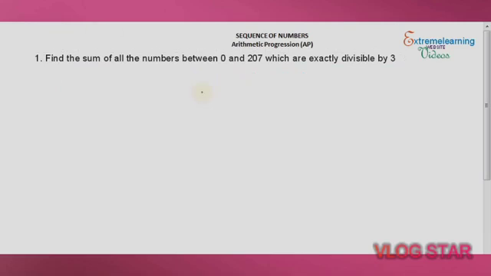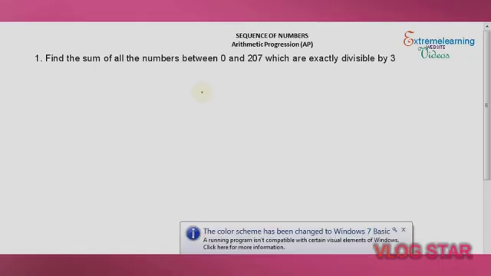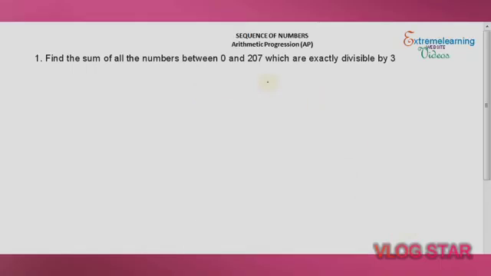Today I'll be looking into arithmetic progression and how to solve some little question on it. The question we have on the board says: find the sum of all the numbers between 0 and 207 which are exactly divisible by 3. We're talking about finding the numbers between 0 and 207 that are divisible by 3.